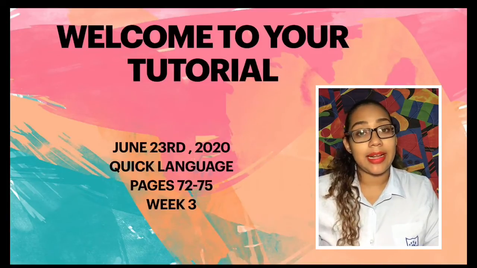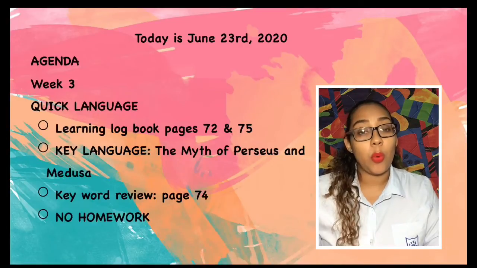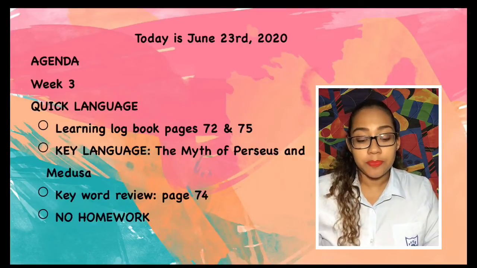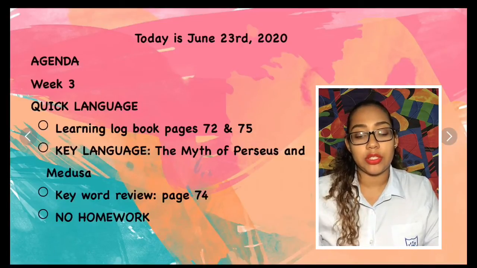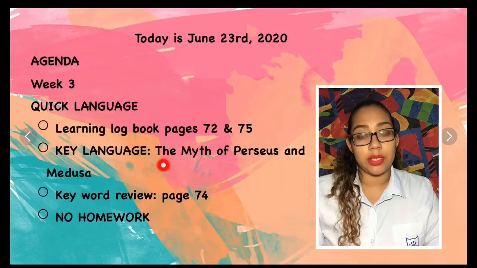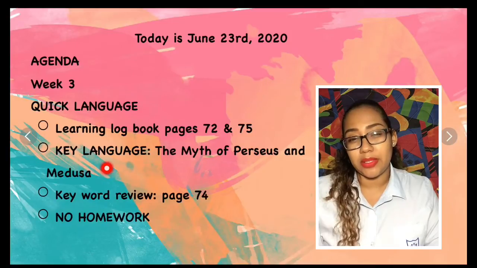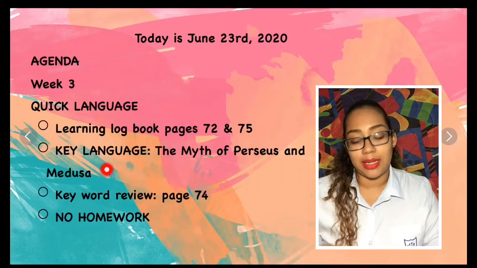Today's agenda, like I said, is about June 23rd, 2020, week 3 from Quick Language. First, we're going to start by doing the learning log pages, that is page 72 all the way to page 75, okay? Also, we're going to read the key language called The Myth of Perseus and Medusa. We're going to read it, analyze it, and see what it's about. I think it's related to history, something like that, okay?